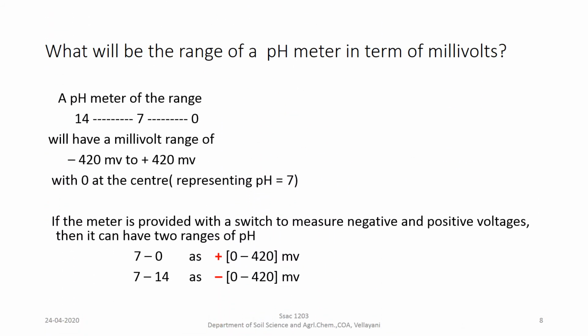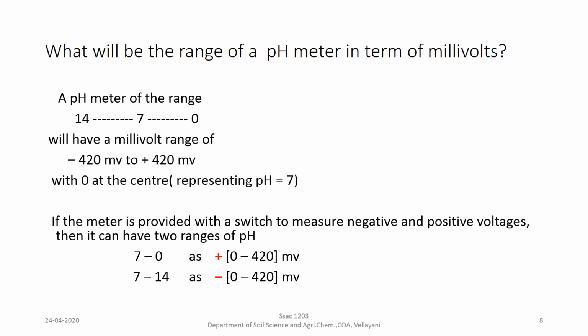So what will be the range of a pH meter in terms of millivolts? A pH meter of the range from 14 to 0 will have a millivolt range of minus 420 millivolt to plus 420 millivolt, with 0 at the center, representing pH of 7.